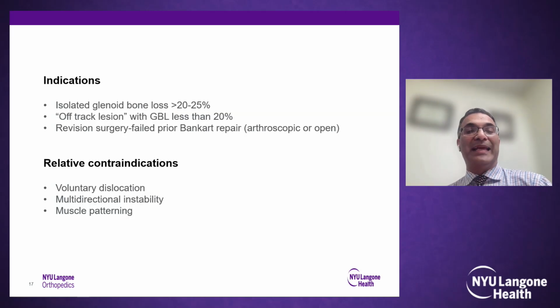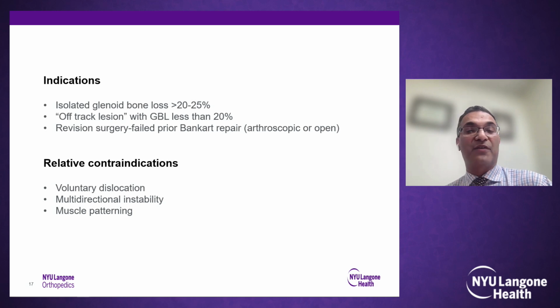I do want to touch upon the indications of Latarjet or any bone block procedure for me. If there is an isolated glenoid bone loss of more than 20 to 25%, that patient is getting a Latarjet. If there's an off-track lesion with a lower glenoid bone loss, even up to 12, 13%, that patient is getting a Latarjet. And in selected cases, that patient may get an arthroscopic Bankart with remplissage, like the case I showed you before. Revision surgery, if there's a failed prior Bankart repair, he's most likely getting a Latarjet in my hands.